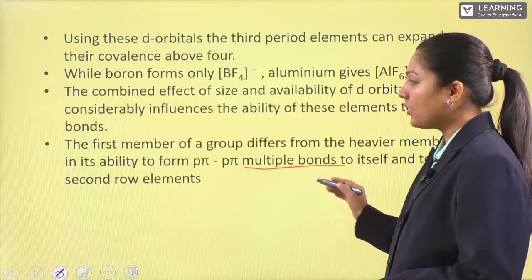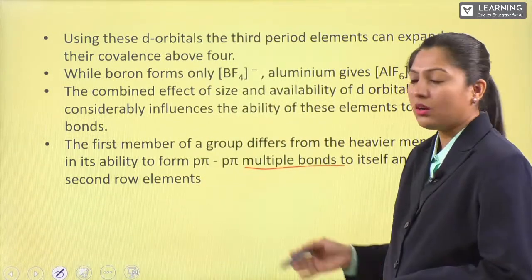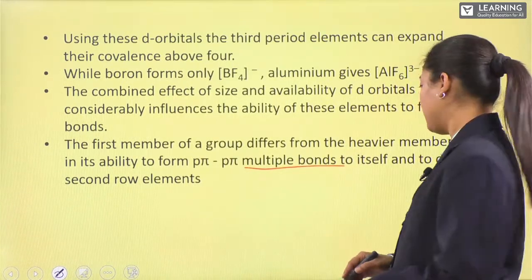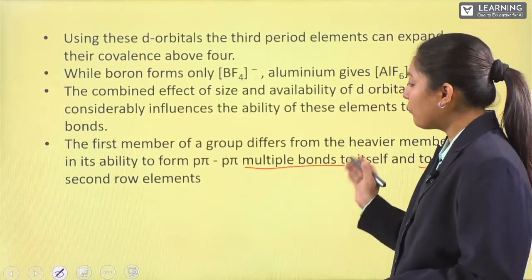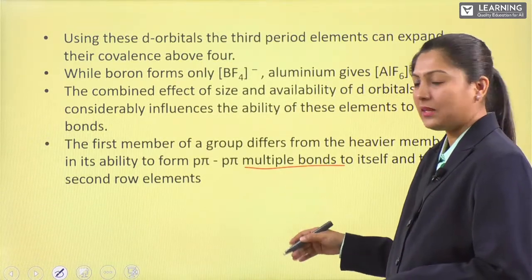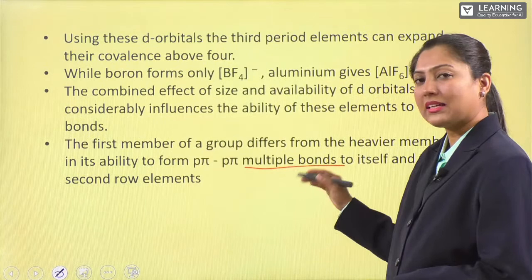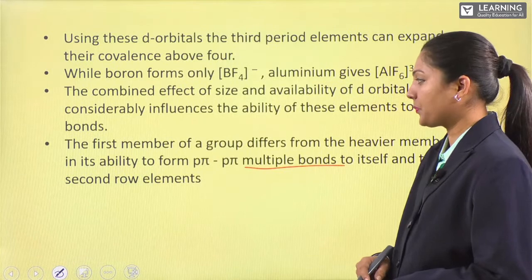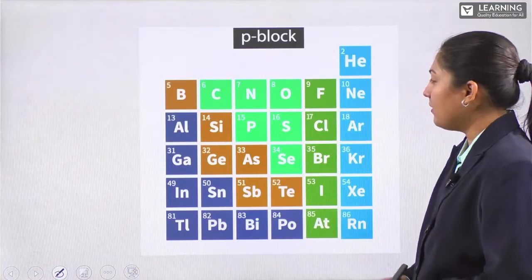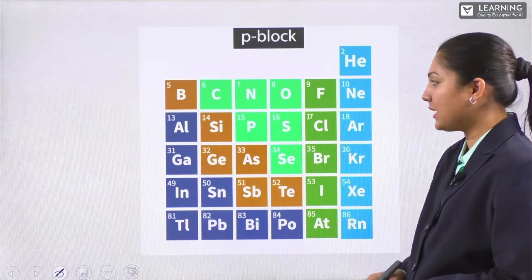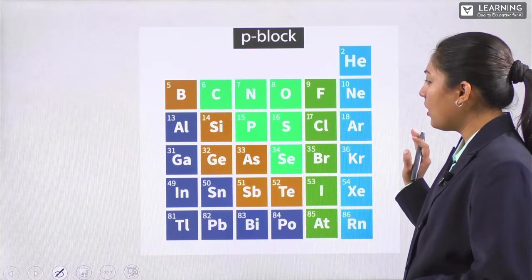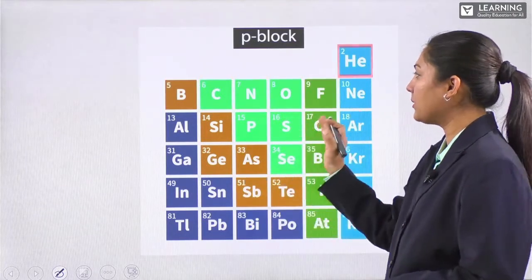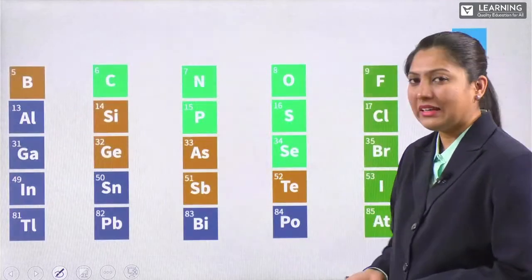Got it? So here, apart from the first member, all others have the ability to form these p pi multiple bonds, and it can form with itself. For example, as I said, carbon can form by itself and with other second row elements also. So here we have these p orbitals, where we can see p block elements with all the groups 13, 14, 15. We have boron, carbon, nitrogen, oxygen, fluorine and neon leading them.